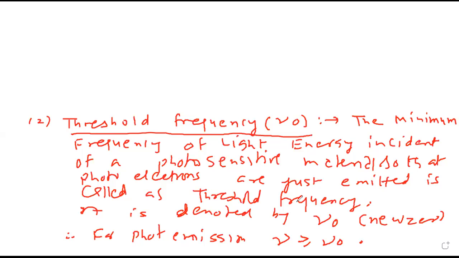Done, sir. Okay. Done, na? So sometimes they can ask, will there be emission? Then you have to check whether the relation between frequency and threshold is greater than or equal to, or less. If less, no emission; if greater than or equal to, there will be emission. This is how we have to check.